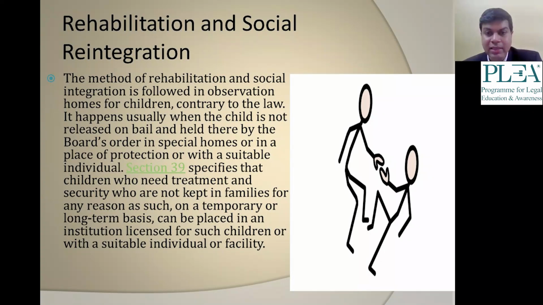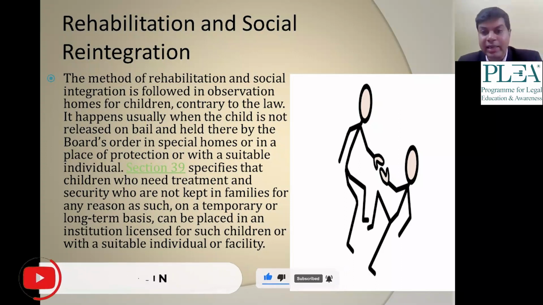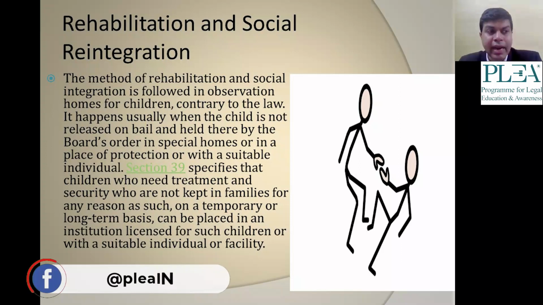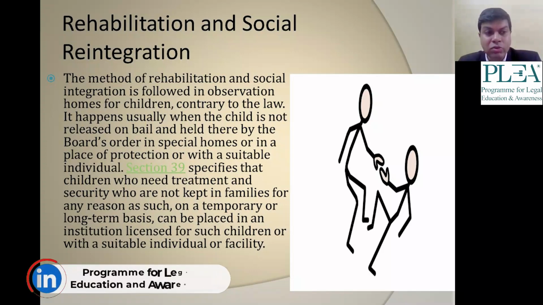So section 39 specifies that children who need treatment and security, and who are not kept in families for any reason, or who are on a temporary or long-term basis, can be placed in such an institution licensed for such children, or with a suitable individual or facility. So we can see that these institutions try to rehabilitate, and there is care and protection for the welfare of the children, that is to change and recover, and not to give any punishment.